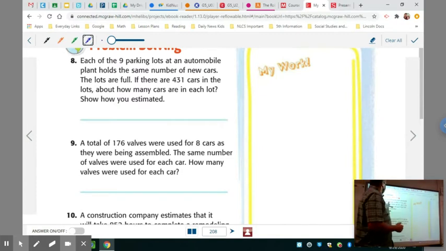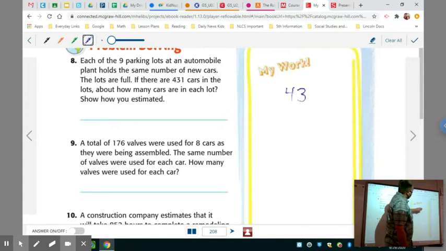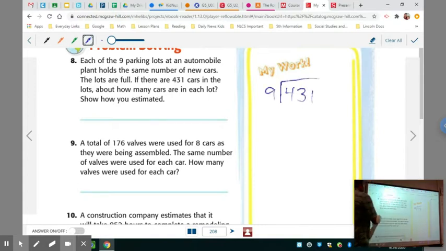All right, so what's the division problem we're going to do right here in this first one? 9 parking lots and an automobile. It's full. There's 431 cars. Sailor, what's my division problem there? Divided by 9. Is it an estimate? Oh, you caught me. Show how you estimate it. All right, because it does say about, right?